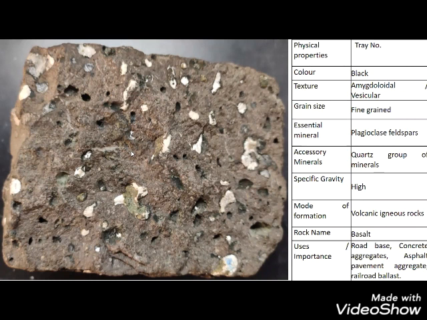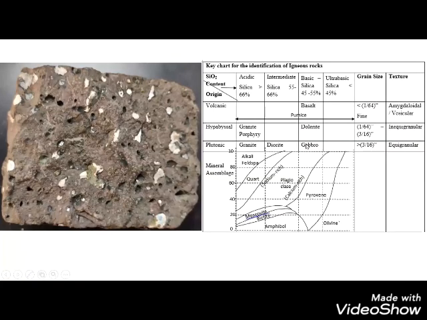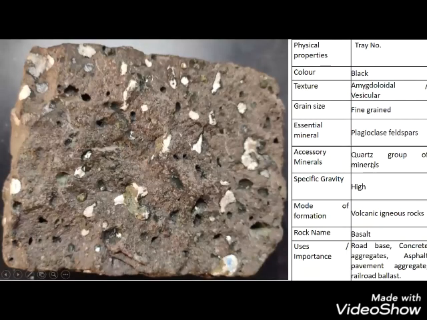Essential mineral, what will be the essential mineral over here? It is either dolerite or gabbro. Okay, next. Accessory minerals, quartz group of minerals or zeolite group of minerals. Zeolites are used for softening, so you can also remember the zeolites. Specific gravity, as I said, is a dark colored mineral, means it's very clearly the specific gravity will be high.